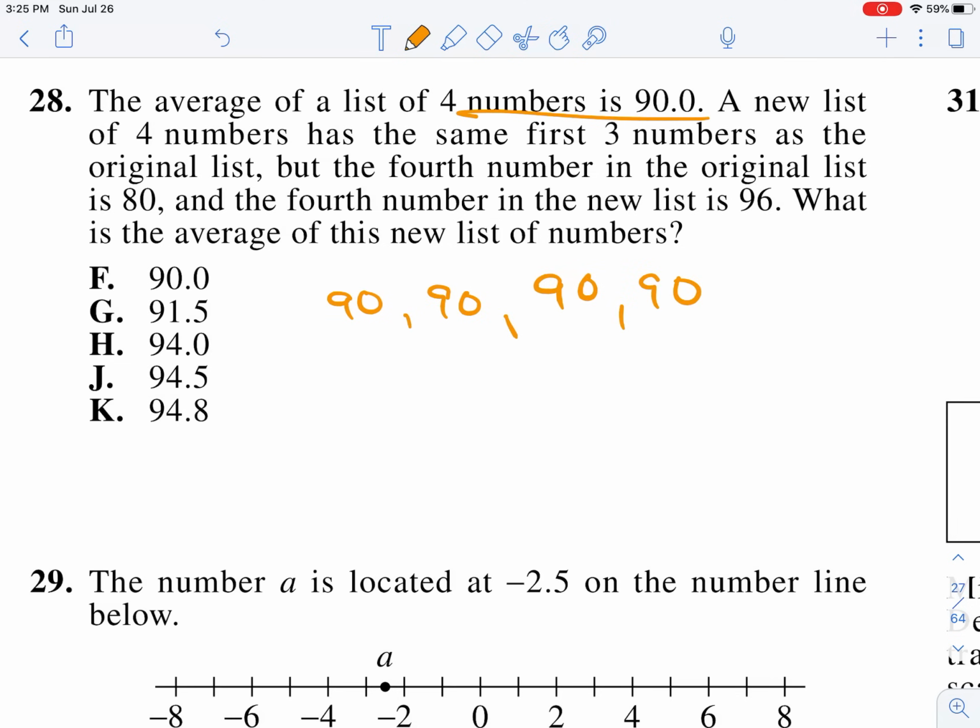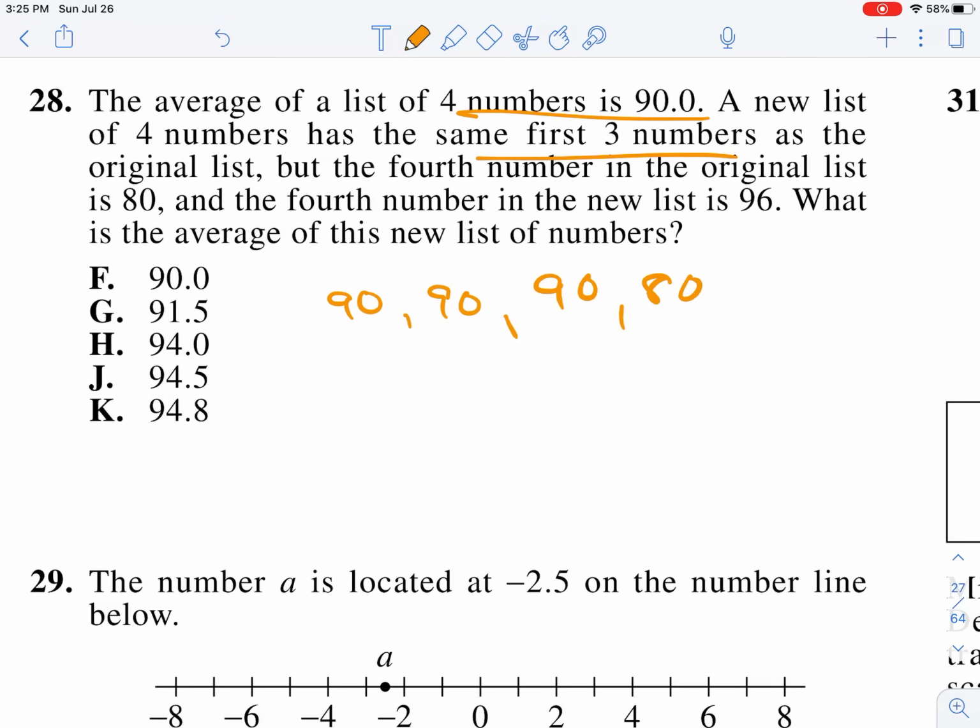The new list has the same first three numbers as the original list, but the fourth number in the original list is 80. The fourth number in the original list is 80. So we have to actually modify our original list here, make the fourth number 80. Let's just make it 80.